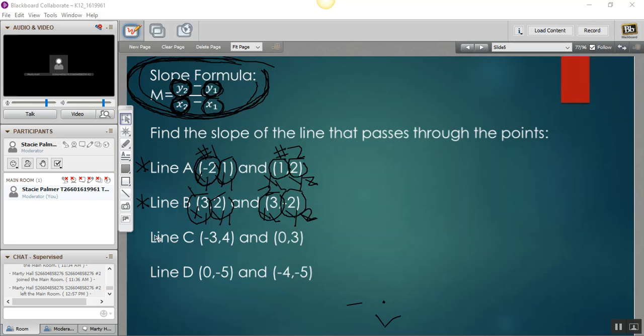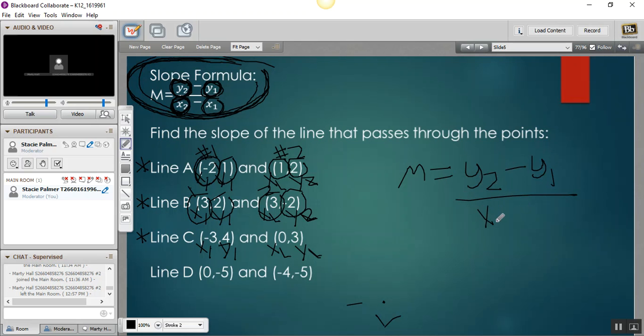Okay, so we're going to do one more of these together, and then I am going to have you move to another video where we will do some more practice problems. If we want to find the slope of line C using the slope formula, our first step is to label our points. This is the x and y of our first point. This is the x and y of our second point. Our slope formula is y from the second point minus y from the first, over x from the second point minus x from the first.